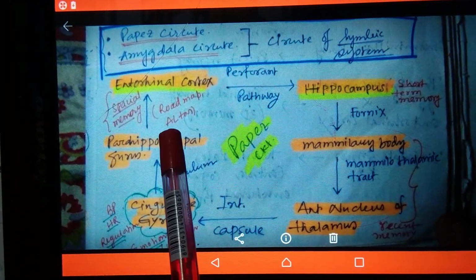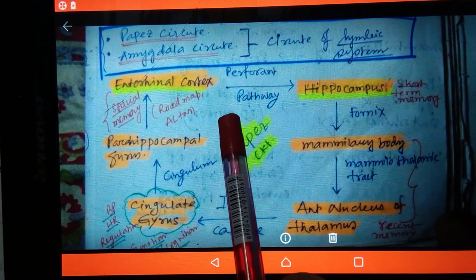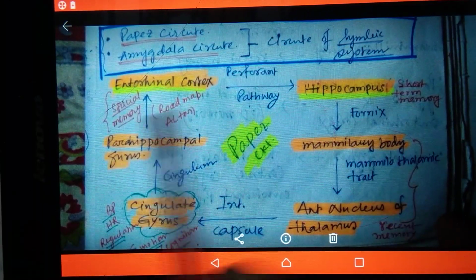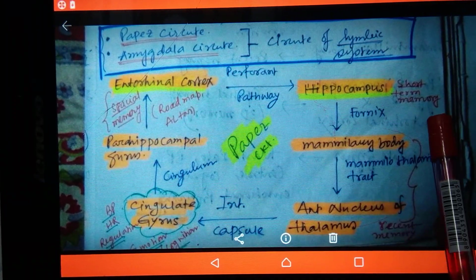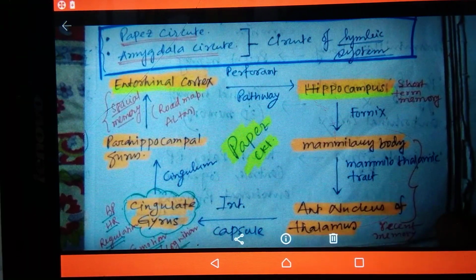From the entorhinal cortex, information goes to the hippocampus via the perforant pathway. Then another circuit, which is also called the amygdaloid circuit, is another circuit of the limbic system. Actually, the limbic system contains two circuits, the Papez circuit and the amygdaloid circuit.